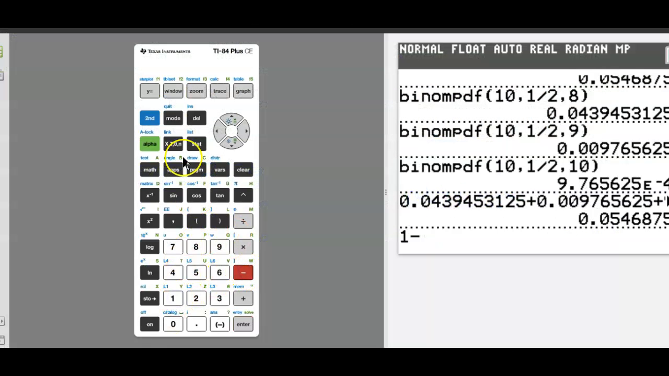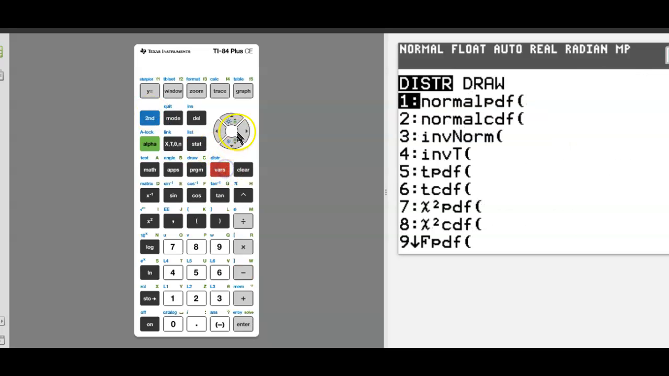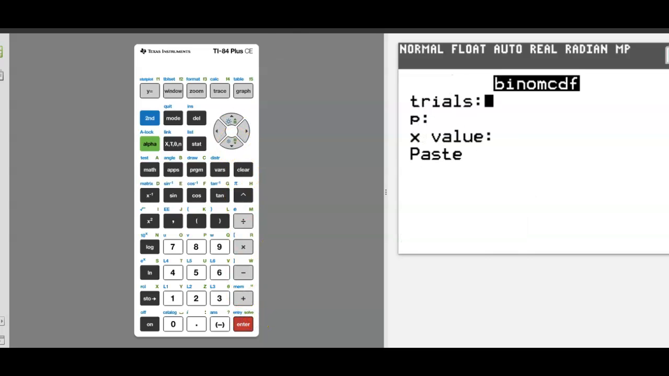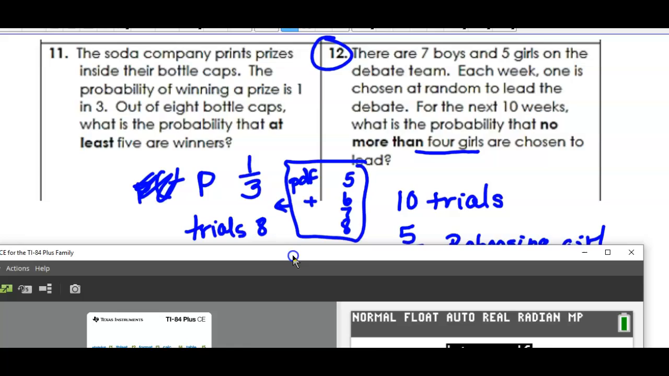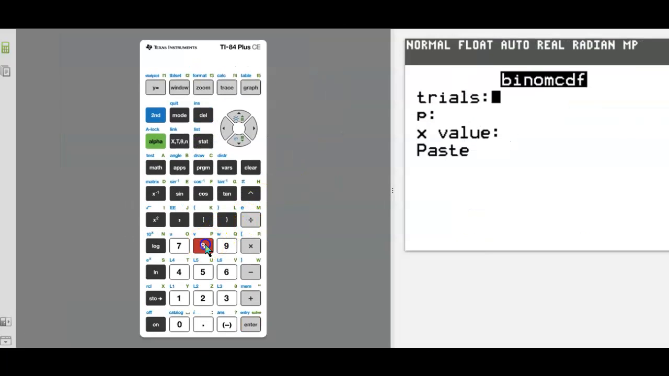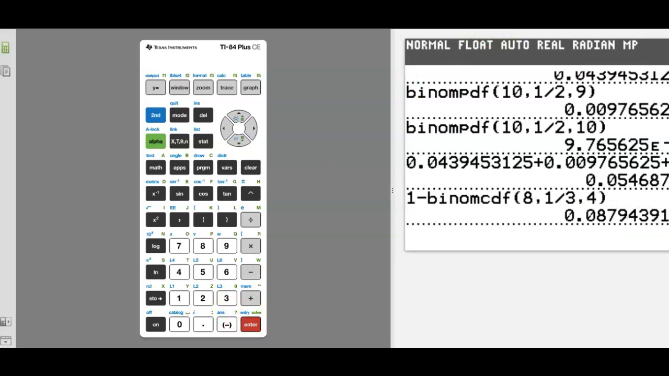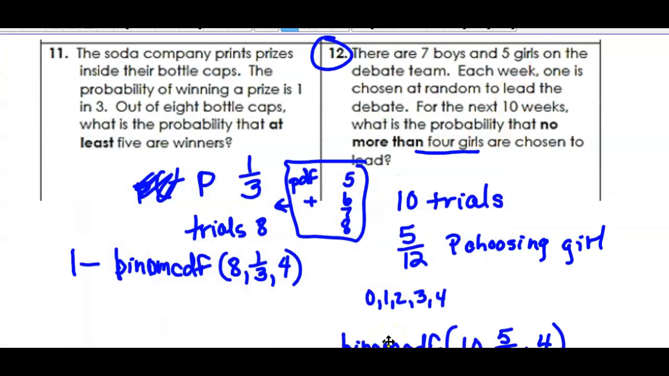1 minus the binomial combined probability of 8 trials with a probability of 1/3, and we wanted 5 and up, so we're going to add up 4 and down and subtract from 1. 0.0879.